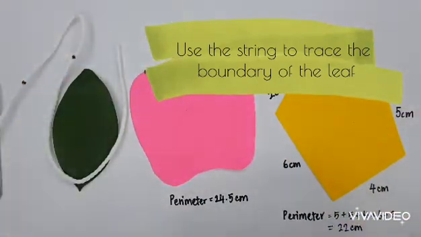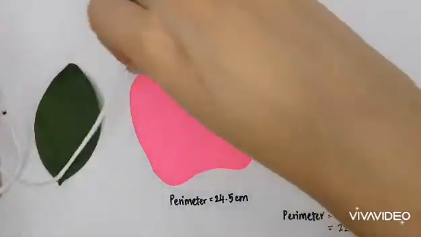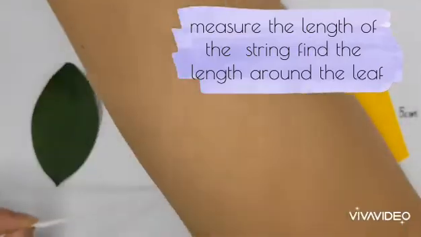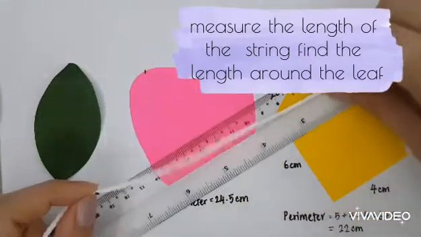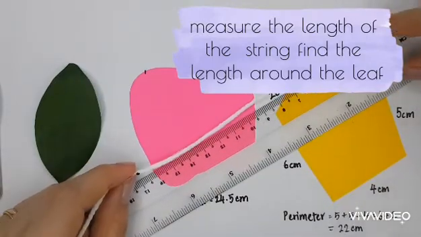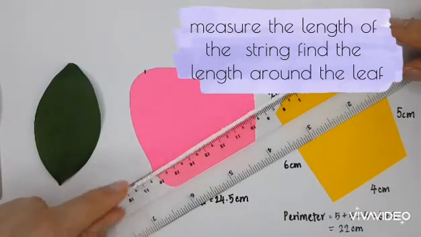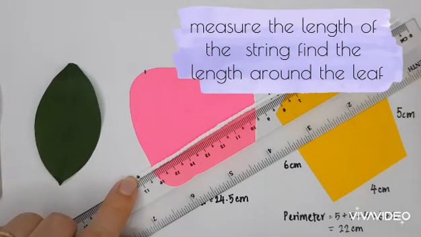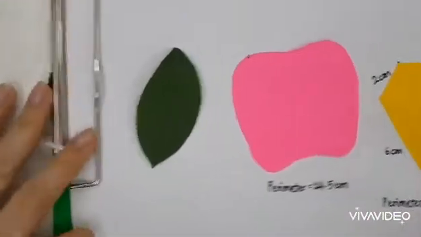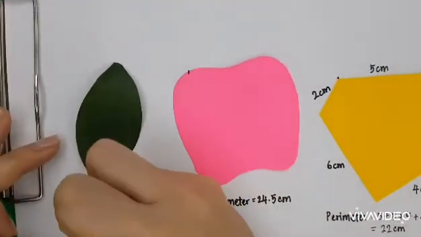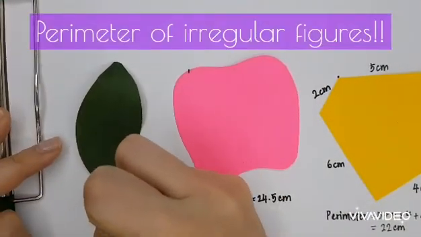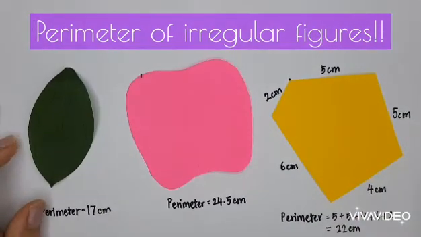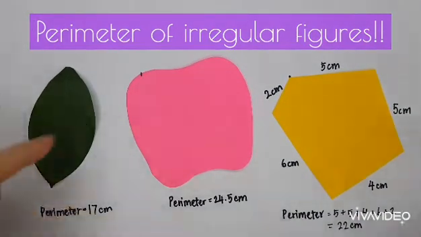To find the perimeter of this leaf, I would just have to measure from the beginning to the point where I marked. Let me get my ruler. I'm going to do that, 0 to that point there. And that would give me 17 centimeters. So the perimeter of this leaf is 17 centimeters.